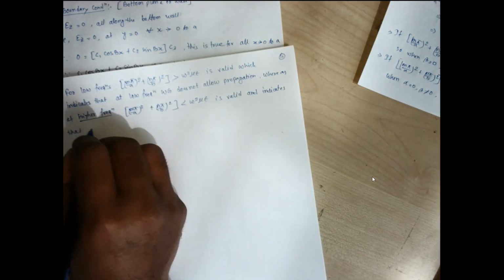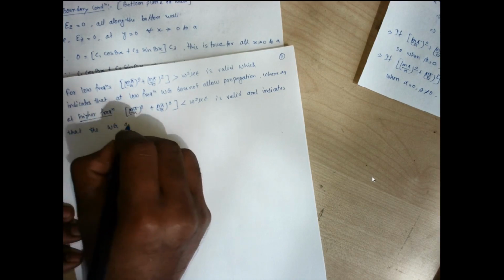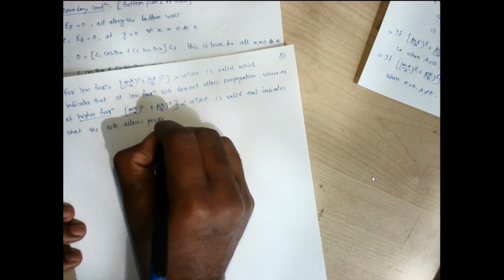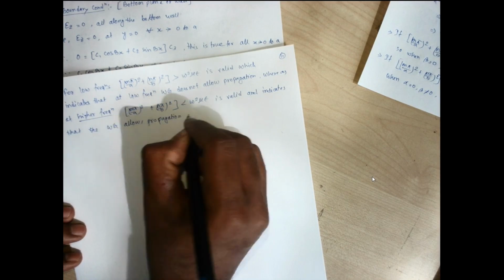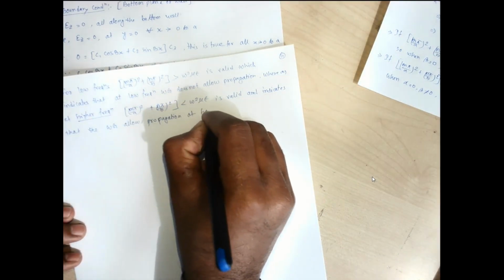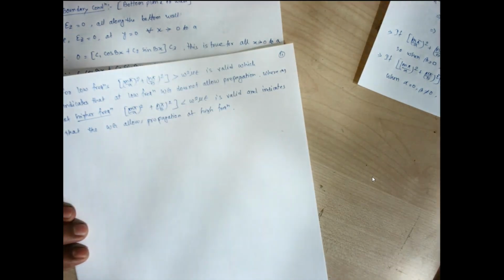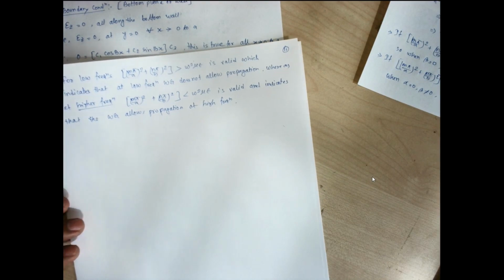the waveguide allows propagation at high frequency. Allows propagation at high frequency. Just try to understand. At low frequency we didn't have any kind of propagation. At high frequency we are having the propagation.